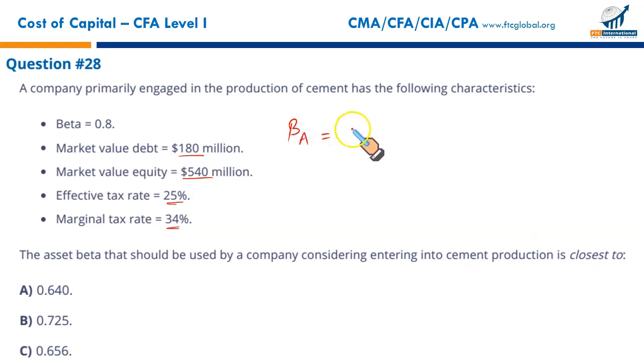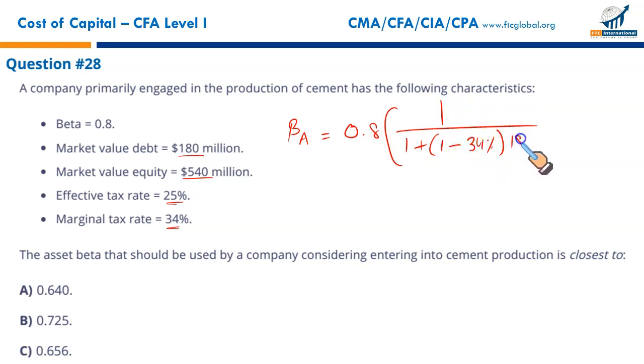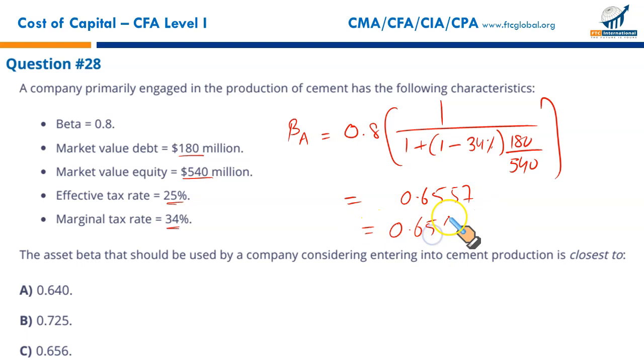Asset beta or unlevered beta is equal to beta for this firm times 1 upon 1 plus 1 minus tax rate, marginal tax rate, for 180, that is debt, upon equity 540, and you just need to simplify this. 180 divided by 540 times 0.66 plus 1, reciprocal, multiplied by 0.8 gives you 0.6557, that is approximately 0.656. That makes C the correct option.